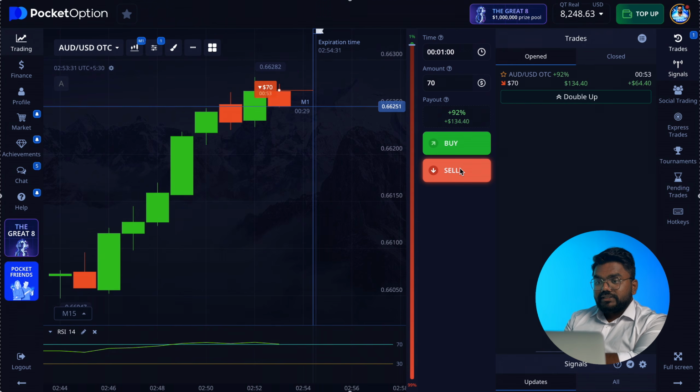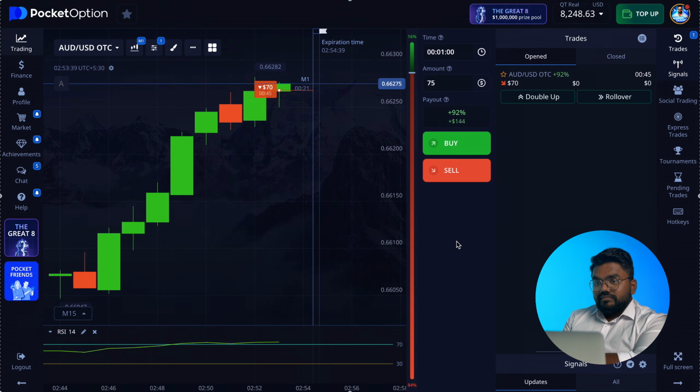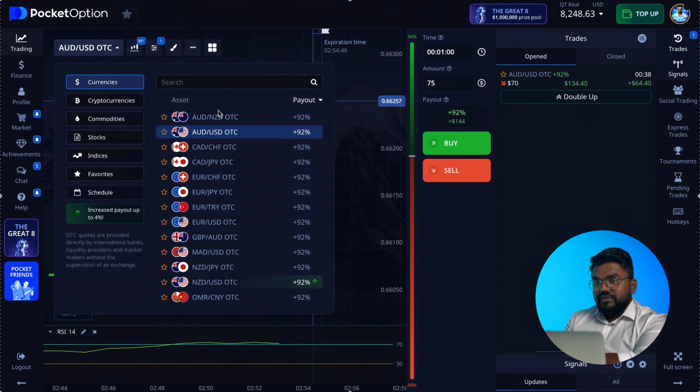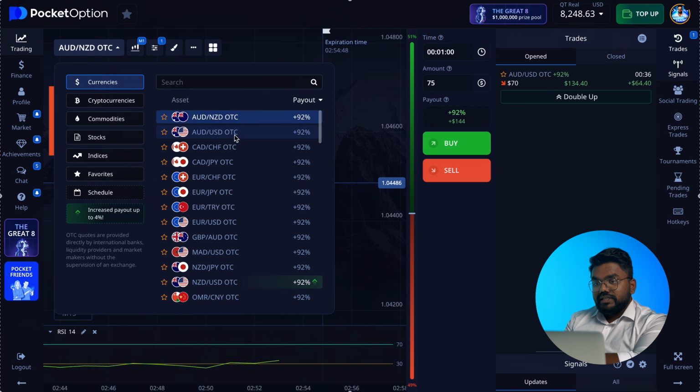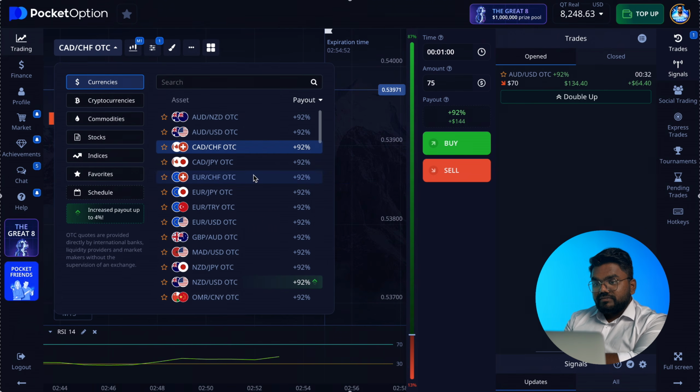Give it some time. That's going to be really nice. So let's go, $75. Let's increase the amount by $5 more. Let's go with a different currency. Move into AUD/USD, CAD/CHF, CAD/JPY.